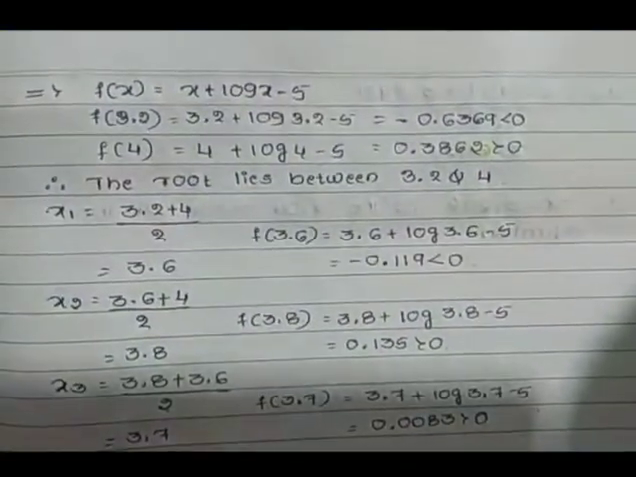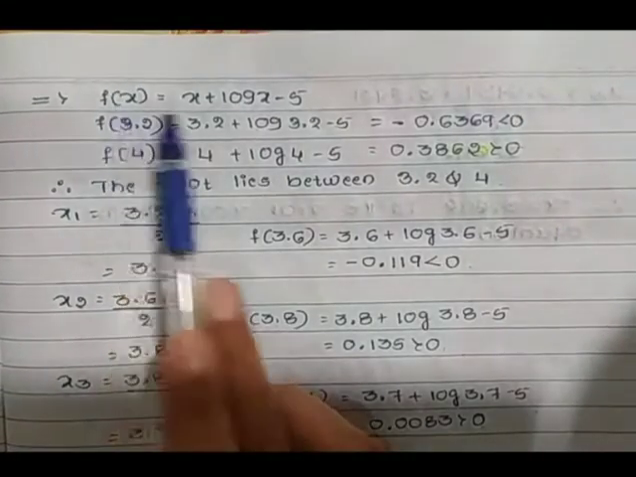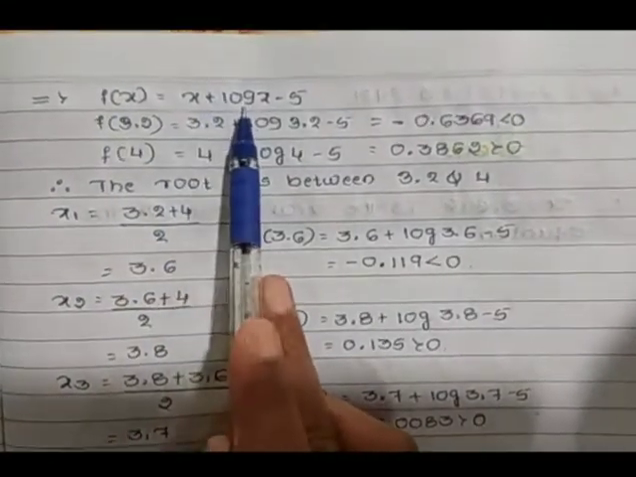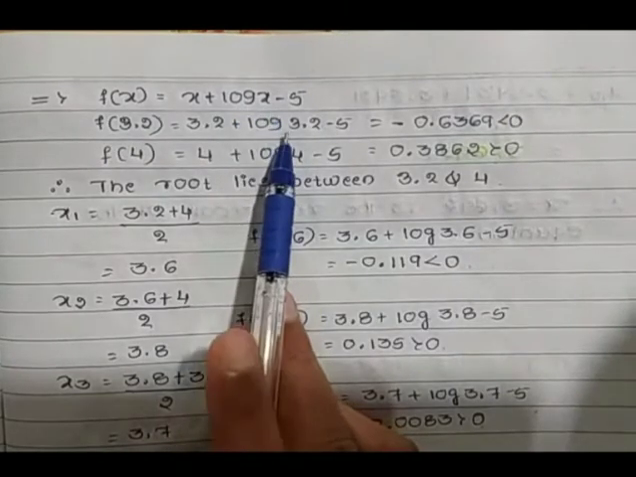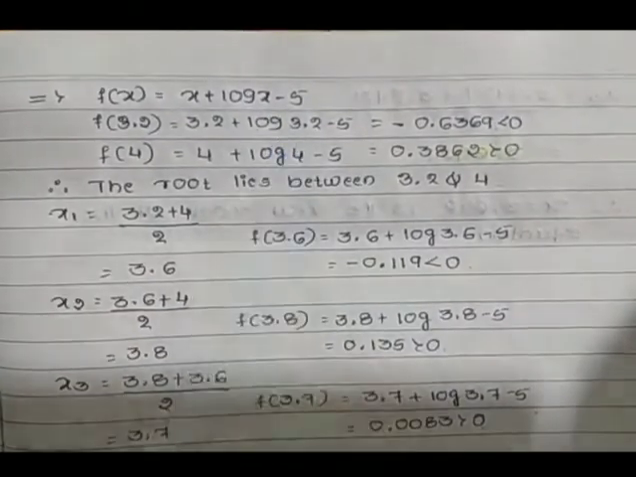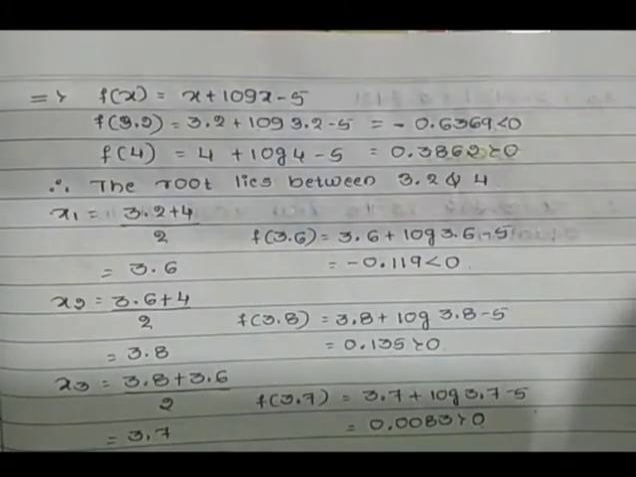So what is the given example? Here the given example is, f of x is x plus log x minus 5 and the interval is 3.2 to 4. So 3.2 to 4 is the given interval. It means our a value is 3.2 and b value is 4, because it is already given in the question. So based on that, next we have to solve the simplification.